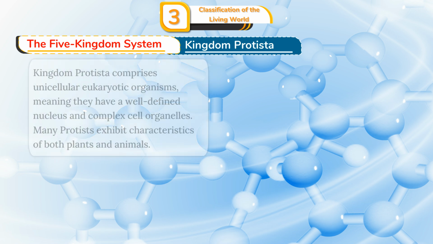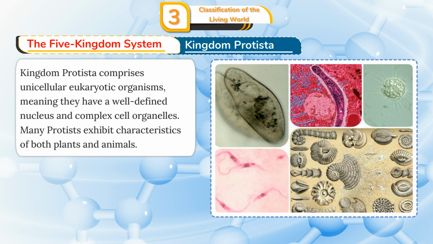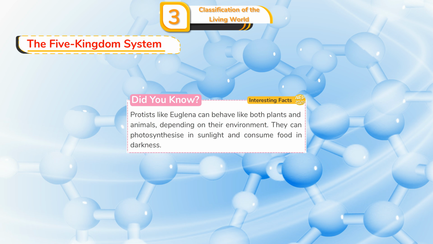Kingdom Protista. Kingdom Protista comprises unicellular eukaryotic organisms, meaning they have a well-defined nucleus and complex cell organelles. Many protists exhibit characteristics of both plants and animals. Did you know? Protists like Euglena can behave like both plants and animals. Depending on their environment, they can photosynthesize in sunlight and consume food in darkness.